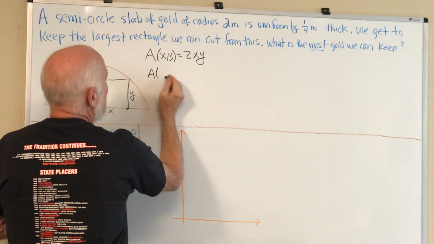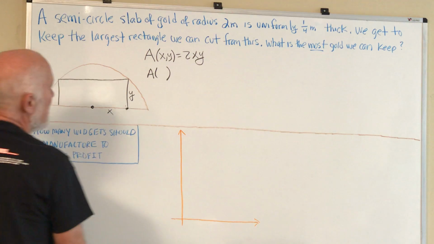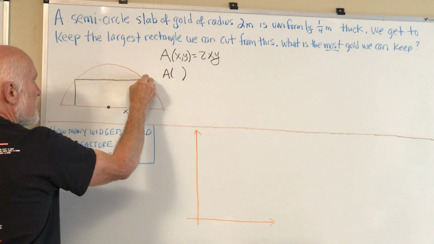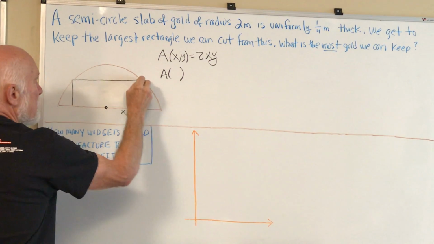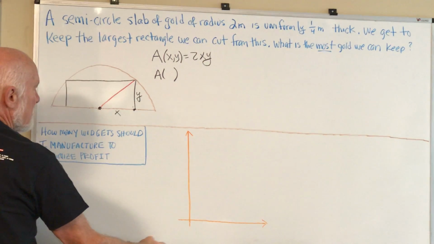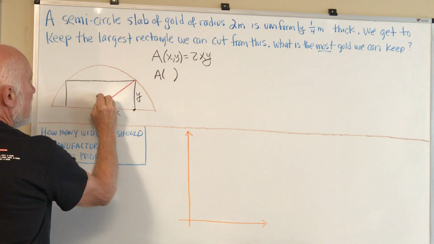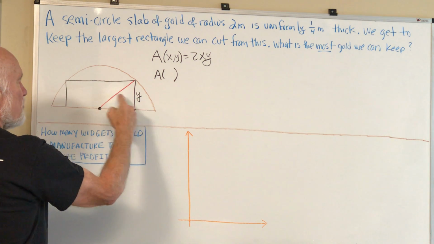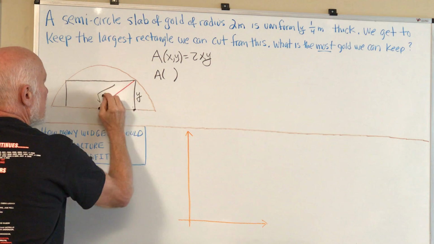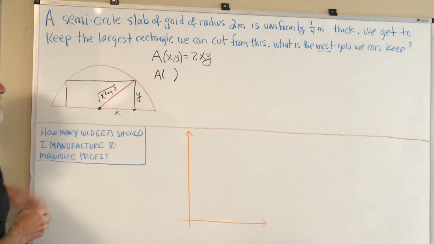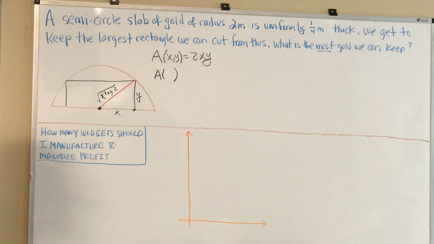But we want to get it down to just one variable. So I can always, in a circle, draw in a radius. So I'm going to draw in that radius. And what do I know? By Pythagorean theorem, x squared plus y squared is this side squared. So this is the square root of x squared plus y squared. And here comes our radical in our function.